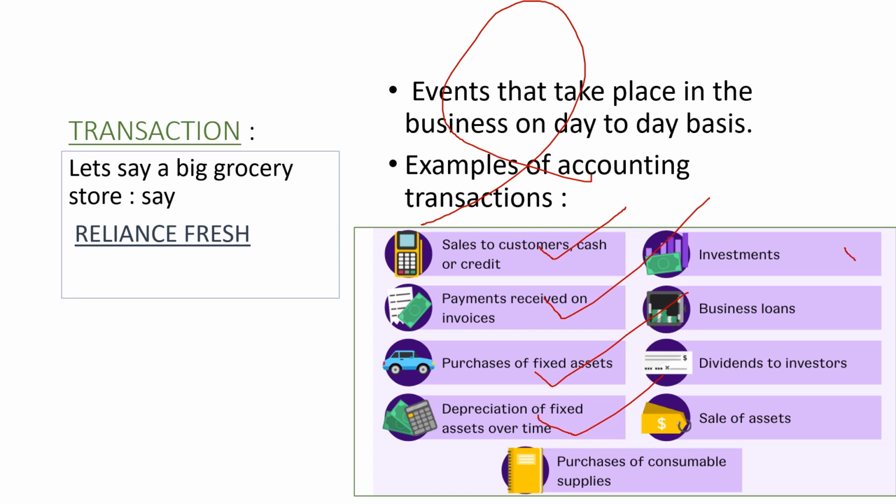Then investments, then business loans, dividend to investors. Obviously, when investors make an investment into the company, they always invest with the intention to get a return. But this return is in the form of dividends. Then sale of assets, purchase of assets, payment of expenses, or payment of wages and salaries, payment of income tax, or rent of the building, and then any borrowings from the bank, or any materials given on credit to a customer. So these are all considered examples of transactions.